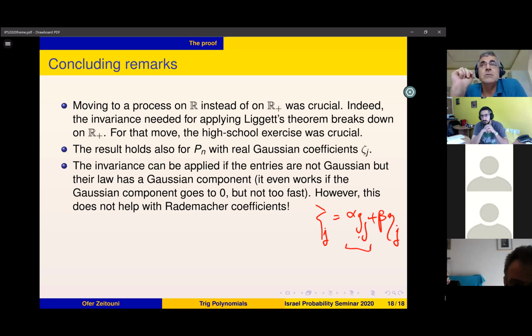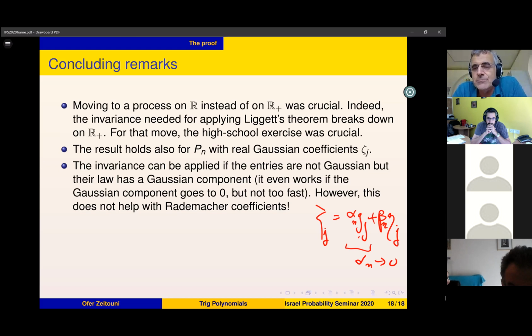I don't want to get into that, but the point was that you could get the same result once you had entries that had a Gaussian component. So that's more or less obvious that this would work here. But what is slightly more surprising is that you can even have here an alpha n and a beta n where alpha n goes to 0, and it still will work if alpha n does not go to 0 too fast. So this gives you a large class of coefficients.